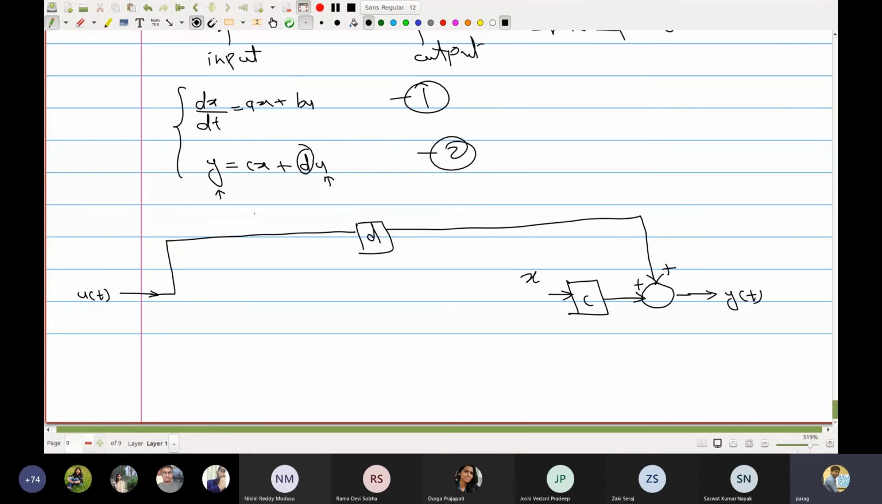u of t when multiplied by d will give you y. So there is a branch which goes from the top like this. But what is the contribution from x? There is some variable x, right? And that variable when multiplied by c will give you y. So there is an adder here, that's fine. But now you will see that this x appears here as well.